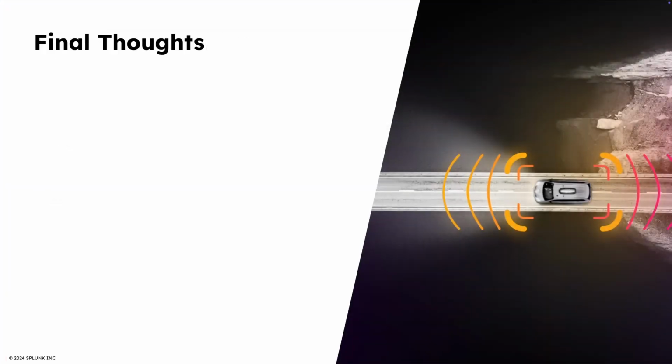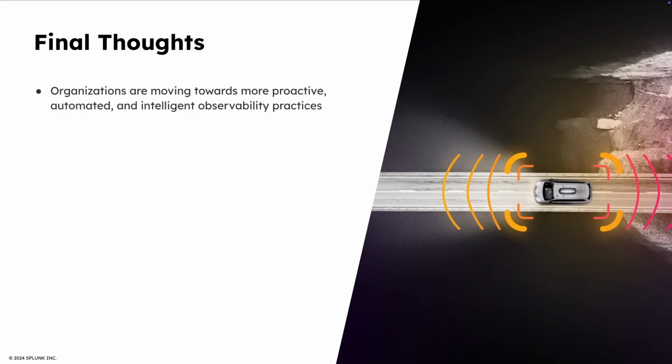To wrap things up, let's talk about the big picture from KubeCon and where observability is headed. Organizations are clearly moving towards more proactive, automated, and intelligent observability practices. Instead of waiting for issues to arise, the focus is shifting to predicting and preventing problems before they impact users. And automation and AI are playing key roles in this evolution.